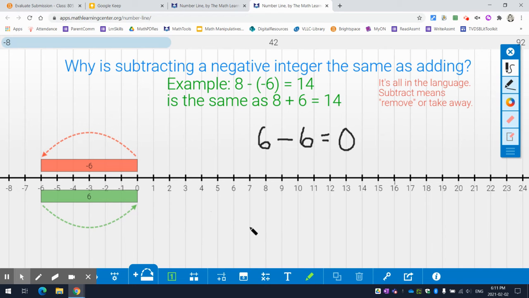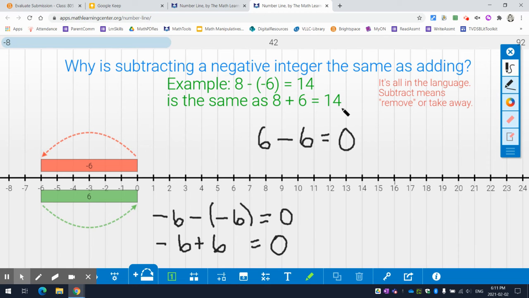So that would mean that I would be writing this. If I had negative 6 and I want to remove that negative 6, that would also give me 0. And this is the same thing as saying negative 6 plus 6 is 0. That should help you to understand why subtracting a negative is the same thing as adding, if you can see that there.